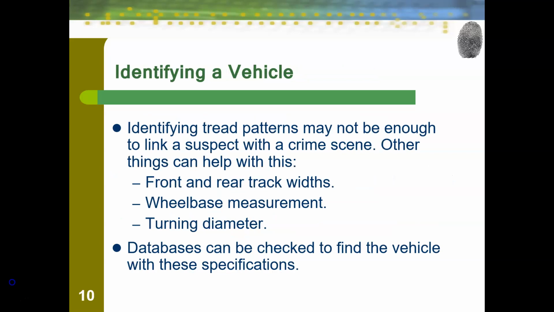Identifying tread patterns may not be enough to link a suspect to a crime scene, but other things can help. We can do the front and rear track widths, how far apart the tires are, the wheelbase measurement, what size the tires are, and the turning diameter, how tight or wide a car takes to make a complete circle. Databases can be checked to find vehicles with these specifications. They have tread pattern databases out there, and other measurements associated with cars that you can search to narrow down what kind of car you might be looking for, or what kind of tire you're looking for.